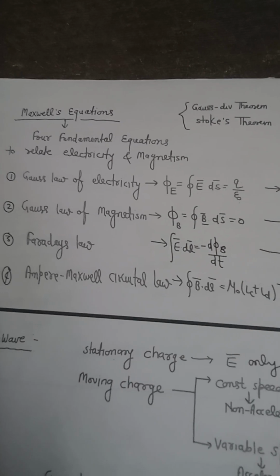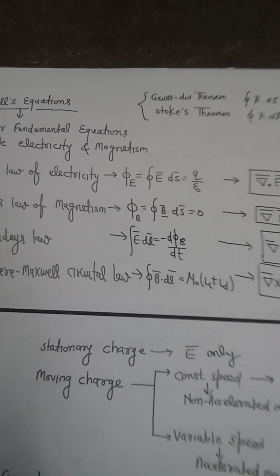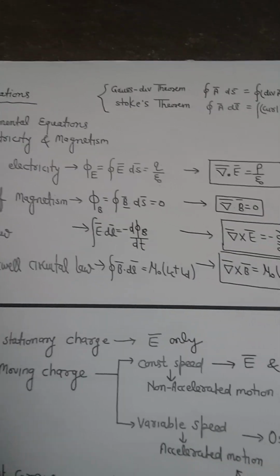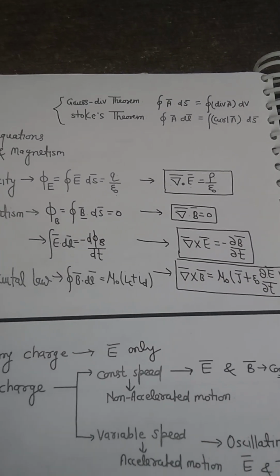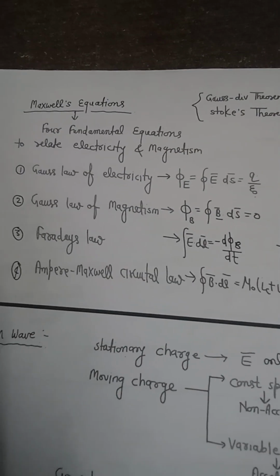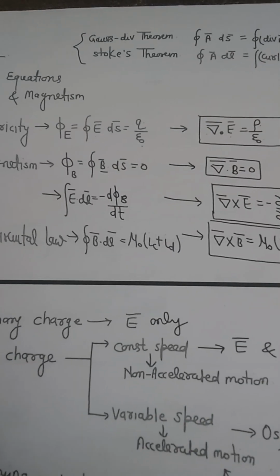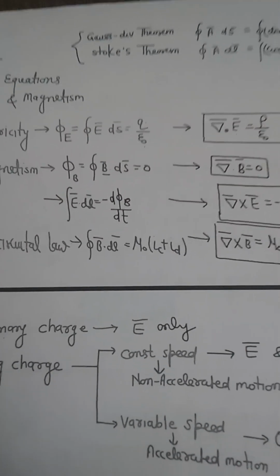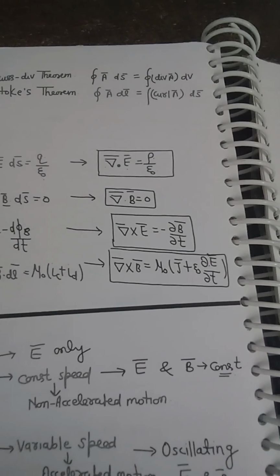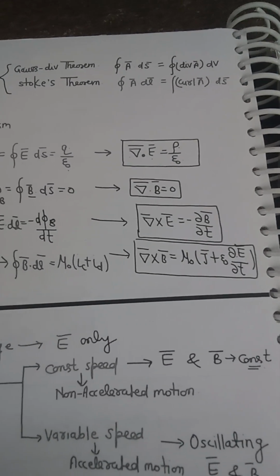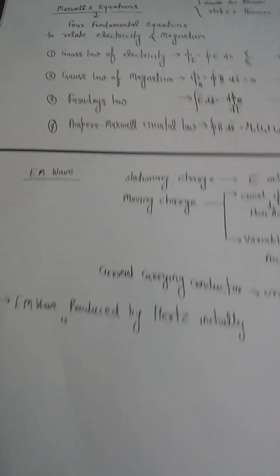Third is Faraday law, that is closed integral E dot dl is equal to minus d phi upon dt, that is del cross E is equal to minus del B upon del t. And the fourth law is the Ampere-Maxwell circuital law, that is closed integral B dot dl is equal to mu naught (Ic plus Id), that is del cross B is equal to mu naught (J plus epsilon naught del E upon del t).